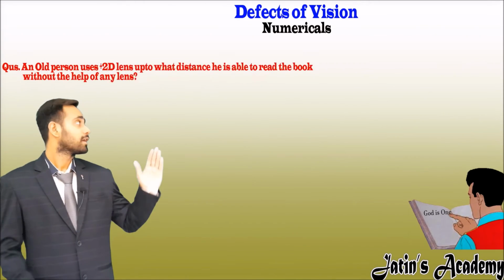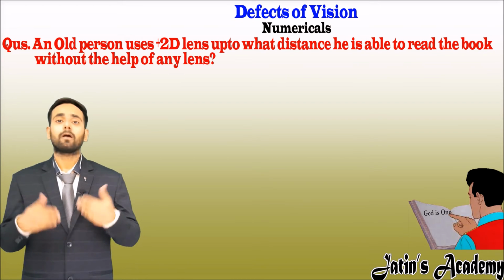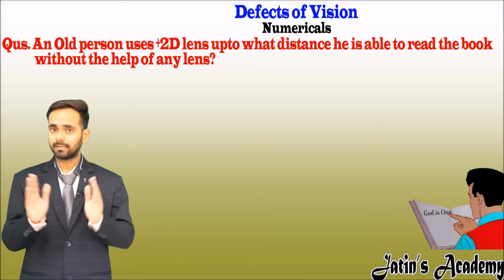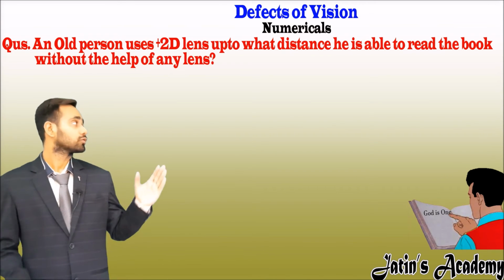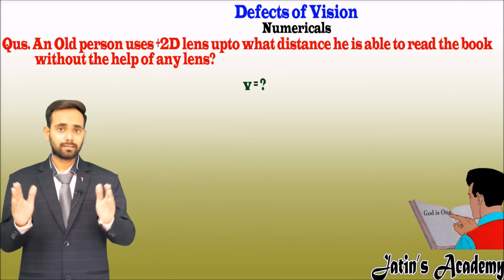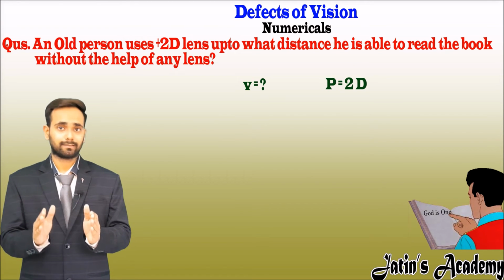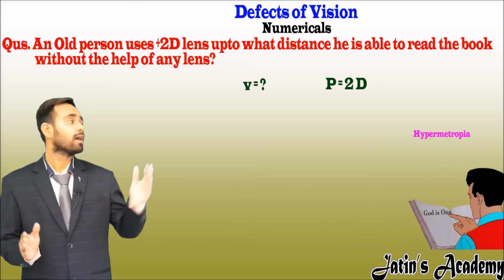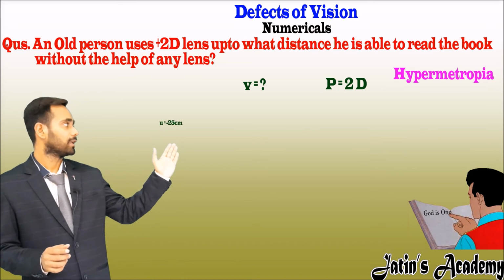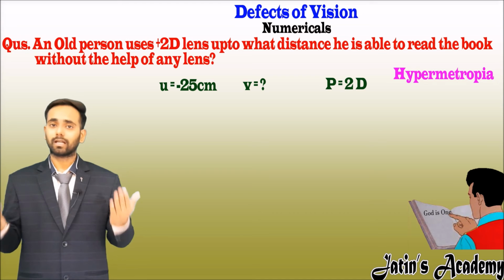Next question is: if an old person uses +2 diopter lenses, up to what distance is he able to read the book clearly without the specs or lenses? So in this question we have to calculate the v value. This person uses a lens of +2 diopter, it means he uses a convex lens. So this person is suffering from hypermetropia. In case of hypermetropia, u value is minus 25 centimeter. We have to calculate v. From where do we calculate v?